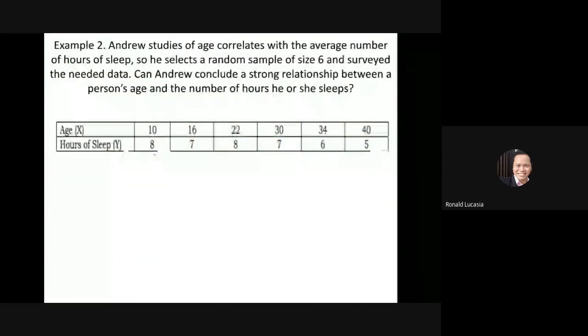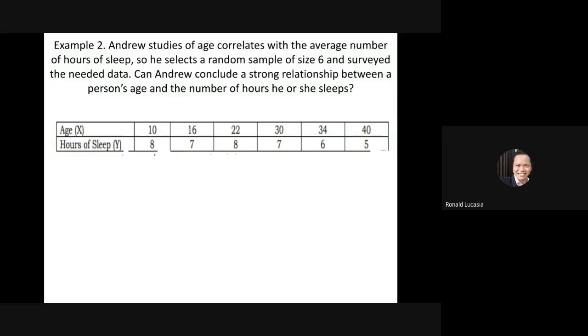Andrew studies how age correlates with the average number of hours of sleep. He selects a random sample of size 6 and surveyed the needed data. Can Andrew conclude a strong relationship between a person's age and the number of hours he or she sleeps? When you're older, does your sleeping time get shorter? So let's see if our age is correlated with the number of hours that we sleep.